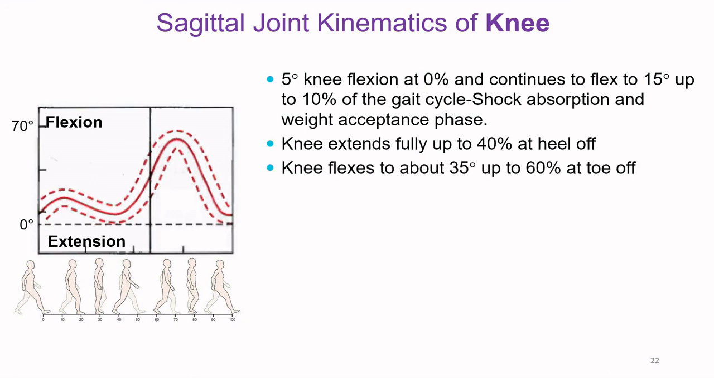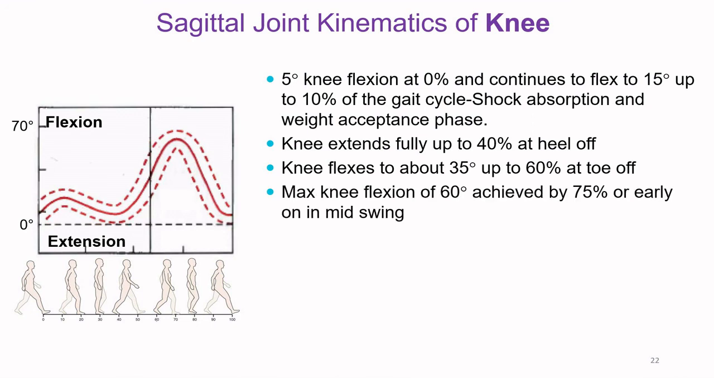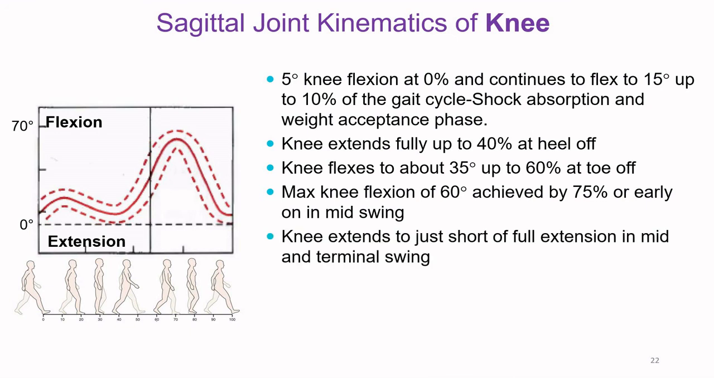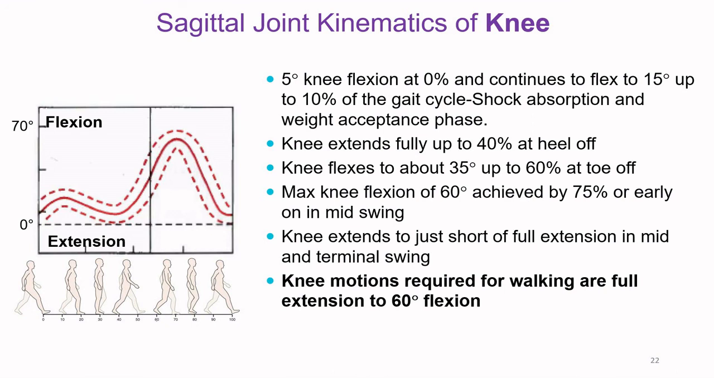Next, the knee flexes to about 35 degrees around the point of toe off at approximately the 60% mark of the gait cycle. A knee flexion of 60 degrees is achieved early on in mid-swing at approximately the 75% mark of the gait cycle. Finally, the knee extends just short of full extension around mid and terminal swing. The knee motions that support effective walking involve a range that extends from full extension to 60 degrees of flexion.